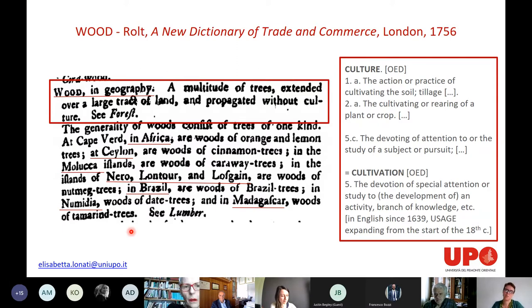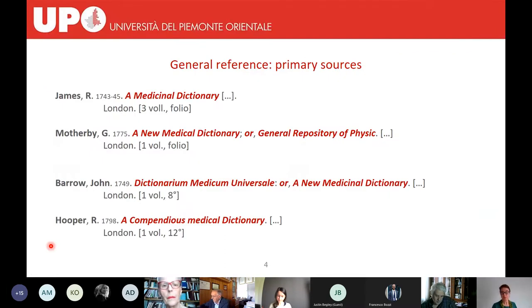Without culture as tillage, but then culture as the devotion and special attention or study to the development of an activity came. And so many plants and their respective names coming from Cape Verde, Ceylon, Molucca Island, Brazil, Madagascar, Namibia, and many other countries were included into lexicographic works. This is an interesting entry because it displays the colonial expansion, British colonial expansion at the time, and the relevance of trade and commerce and the knowledge of new plants that were used in many different emerging disciplinary domains. Medicine and botany are two of them.